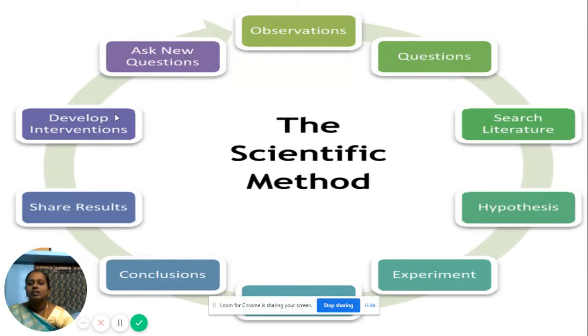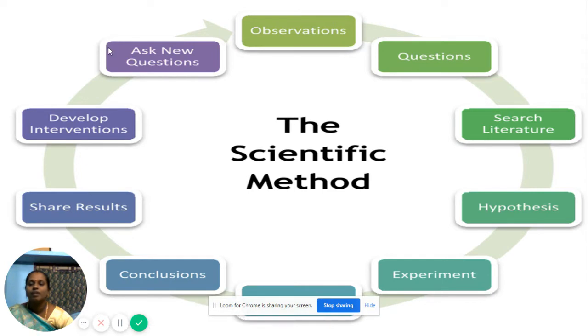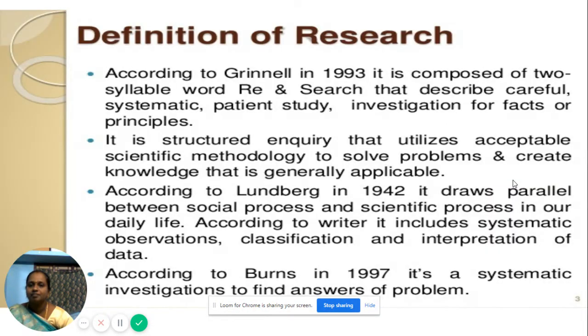Now it is a synopsis of the scientific method. Research is nothing but a scientific method. For doing research, what are the things we need? First, you have to observe, then ask questions, then search literature, then form a hypothesis, then do experiments, then draw conclusions, share results, develop intervention. Again, if you ask new questions, you can find out the solution. That is known as the research cycle.